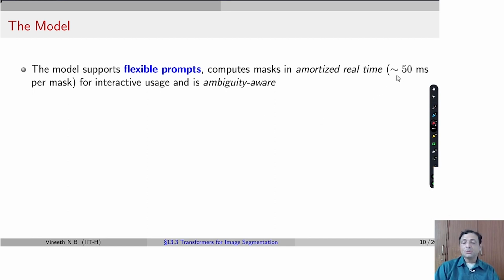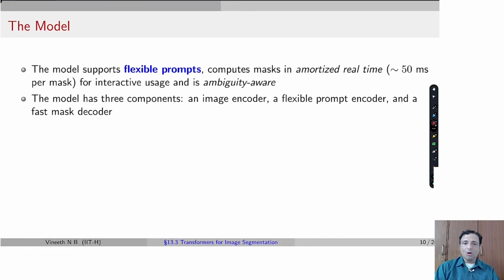For them, it was about 50 milliseconds per mask, which was fairly fast, and it is also ambiguity aware, which means that even if you gave a mask that could refer to multiple objects in the image, it should pick at least one of the objects and return. For example, if there are multiple cats and you gave a text prompt as a cat in the image, it should mark any one cat in the image as the output.